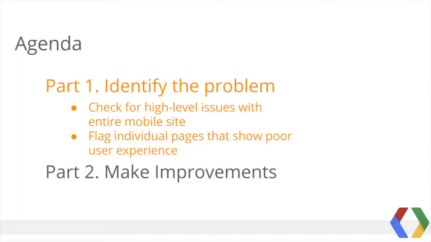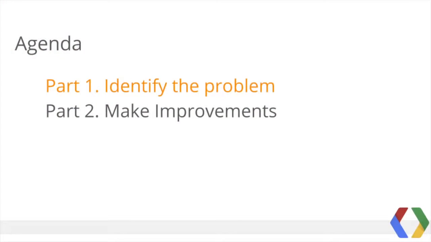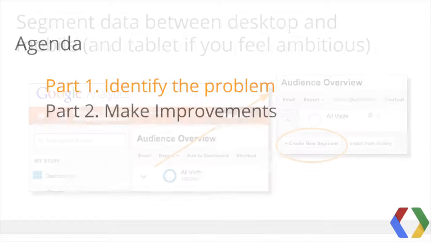Our process begins by identifying the problem. First checking for high-level issues with our mobile site, then looking to flag individual pages that show high traffic with a poor user experience. The last half of the video focuses on making improvements to those problematic pages. For the purpose of this video, I'm going to pretend that I manage the Google Store, an e-commerce site that sells Google goodies like YouTube t-shirts and Android figurines at www.googlestore.com. Using this site, we'll begin with identifying the problem.